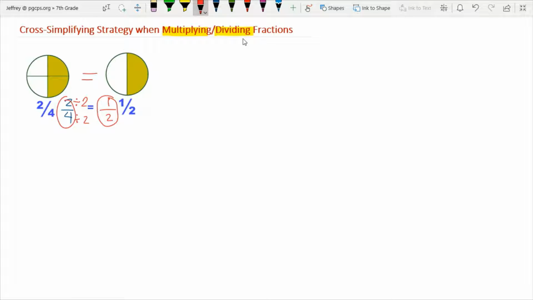Now, did the values change? I mean, the shaded area changed? No, the area is still the same. So with equivalent fractions, you're not changing the value. The size of your fraction is still the same. So let's start with the first problem.